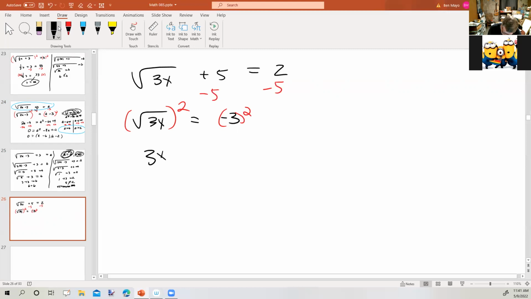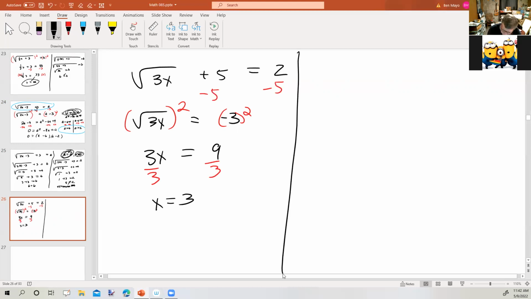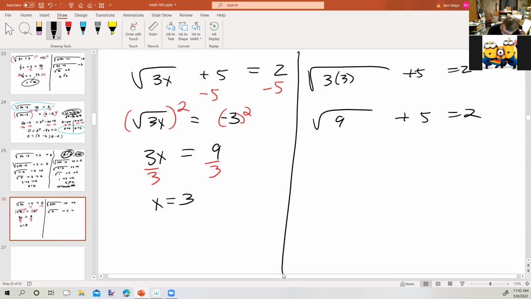On the left side of the equation, we get 3x. On the right side of the equation, we get 9. Solving for x, we'll divide both sides by 3. X equals 3. Let's check our work. The square root of 3 times 3 plus 5 equals 2. The square root of 9 plus 5 equals 2. 3 plus 5 equals 2. 8 does not equal 2. So the solution is not correct.